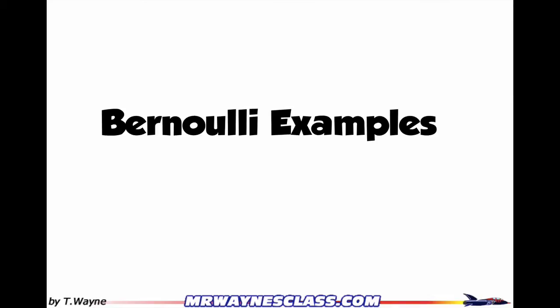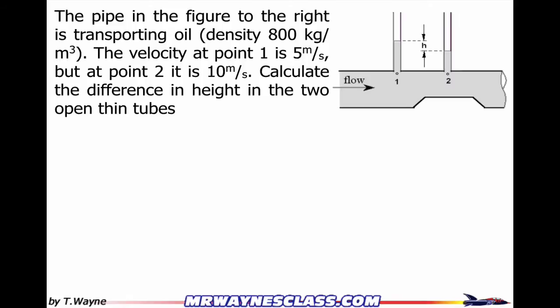This is the video solution to one of the Bernoulli equation example problems. The pipe in the figure to the right is transporting oil with a density of 800 kilograms per meter cubed. The velocity at point 1 is 5 meters per second, but at point 2 it's 10 meters per second. Calculate the difference in height in the two open thin tubes.